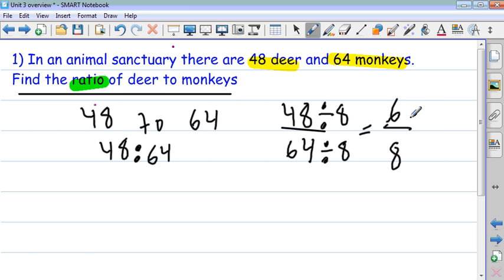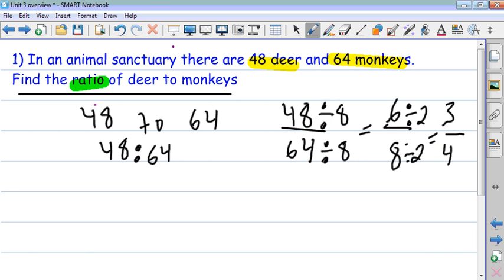I know the 6 and 8 are also in the 2 times tables. So I'm going to divide both of them by 2. And because of that, I'm going to get 6 divided by 2 is 3. And 8 divided by 2 is 4. Please write this small. So the final answer is 3 deer to every 4 monkeys.